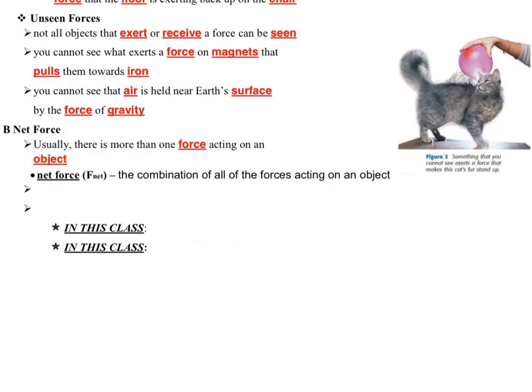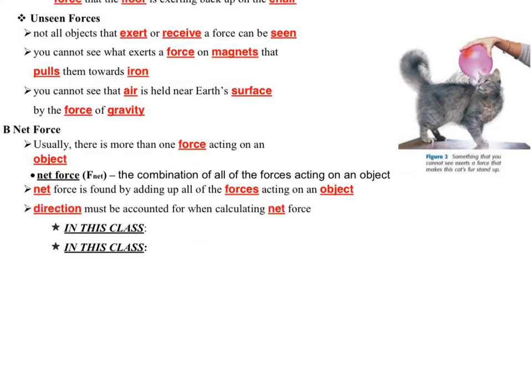And how do we find net force? We find net force by adding up all the forces acting on an object. And when we calculate net force, what must be accounted for? The answer is direction. Direction must be accounted for when calculating net force.